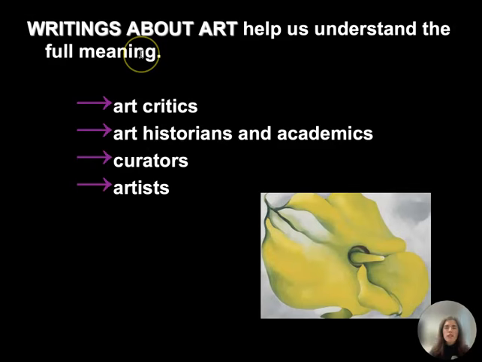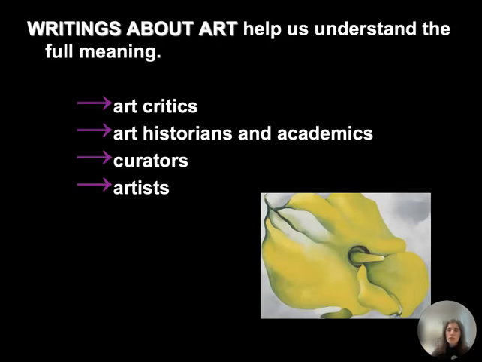All right, moving on, we can think about writings about art. This can help us to understand the full meaning. So we can think about art critics, art historians and academics, curators and artists. These types of writings became more available probably around the year 1500. We seem to have more writings from 1400, 1500. And then especially as we enter into the 19th and 20th century, we have a lot more art critics and a lot more written material that we can refer to in order to interpret artworks.